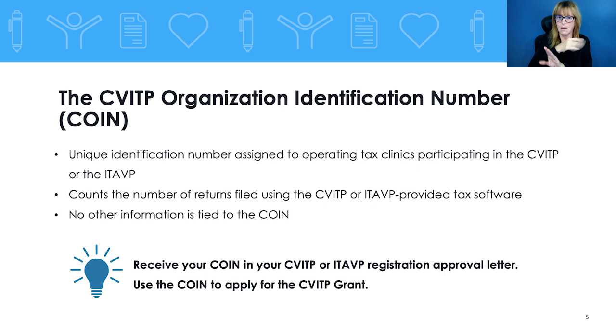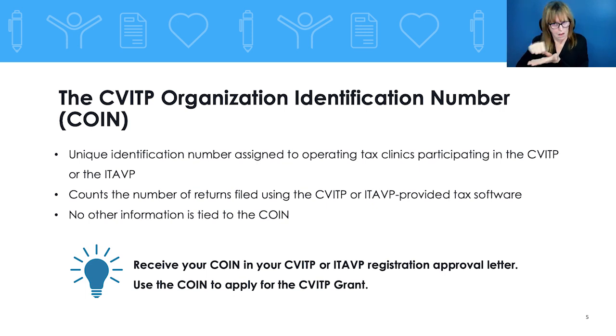The COIN doesn't collect any information from individual tax returns. It's only a counter used to apply for the CVITP grant. If you've registered but not received your COIN, it will be included in your program registration approval email. If you misplaced your COIN, contact your local CVITP coordinator.